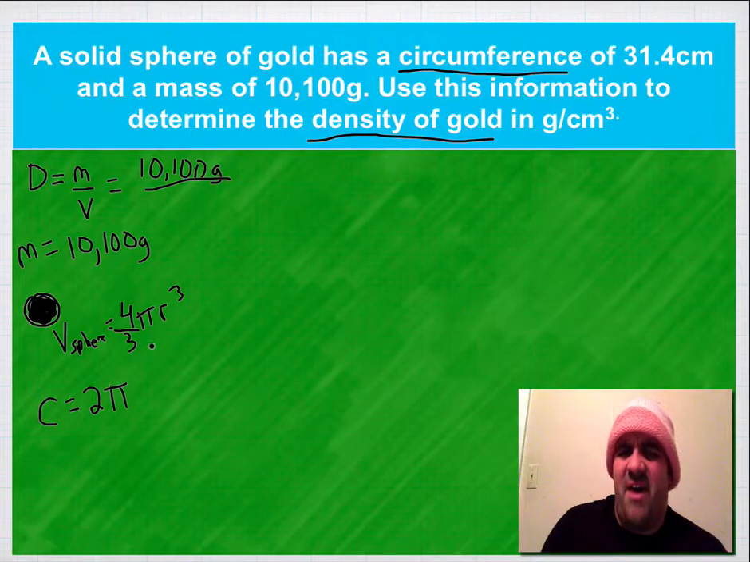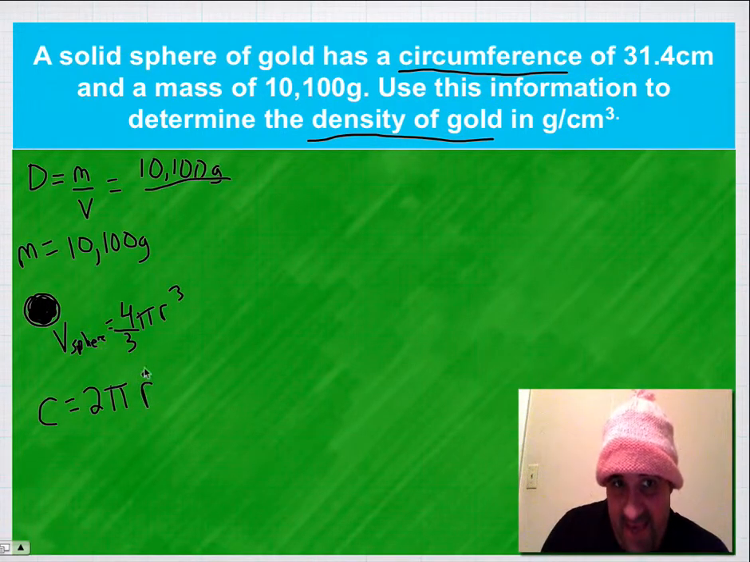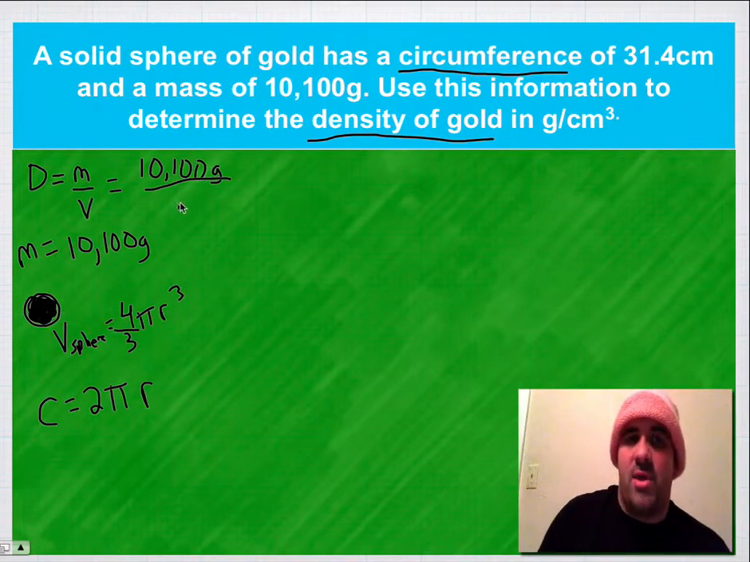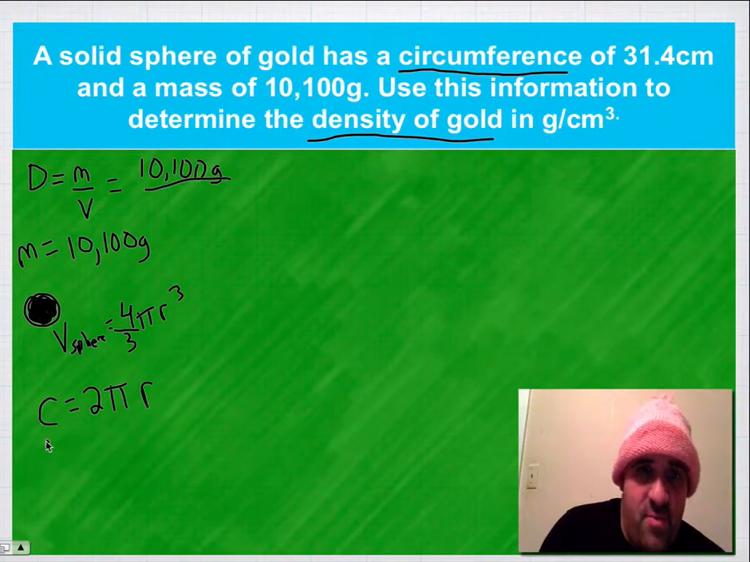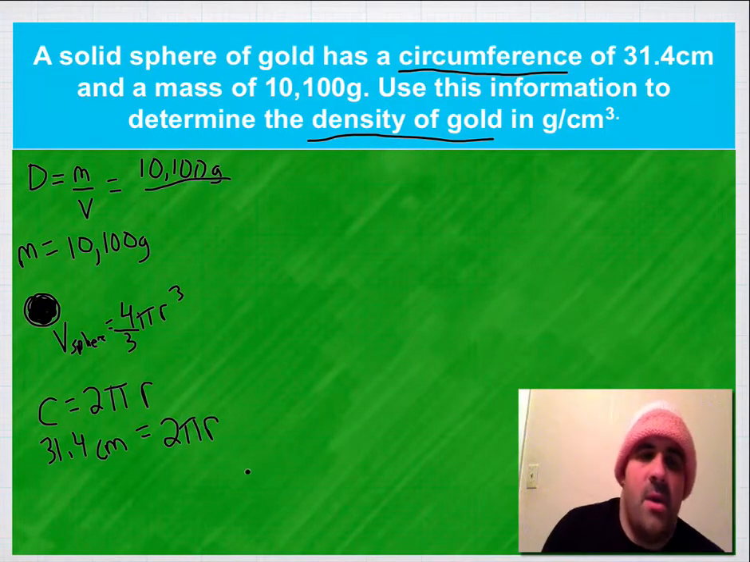So this is going to be a very involved problem. The first thing I'm going to have to do is use the circumference value to solve for the radius of the sphere, then use the radius to get the volume of the sphere. Once I get that, I can plug it in up here. So let's see what we have to do. The circumference is 31.4 centimeters, and that is equal to 2 pi r.